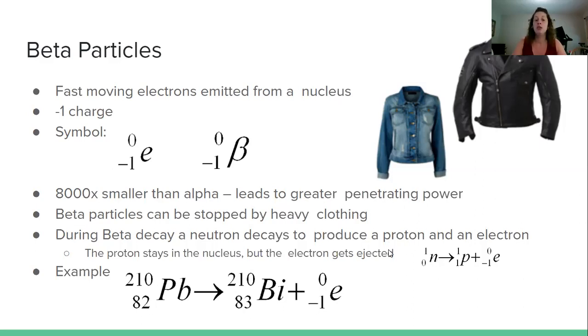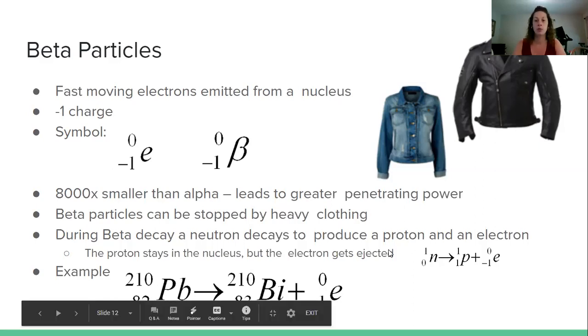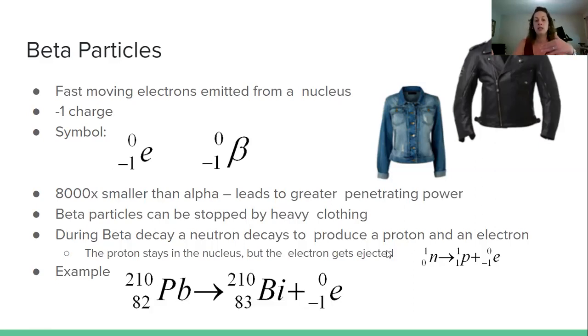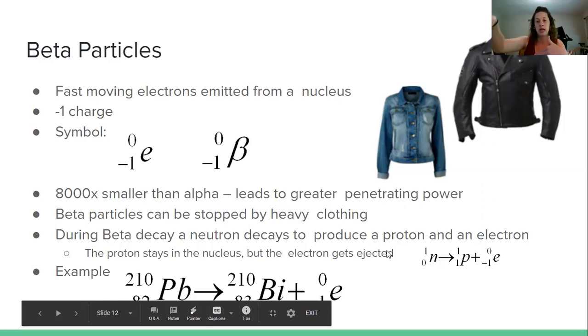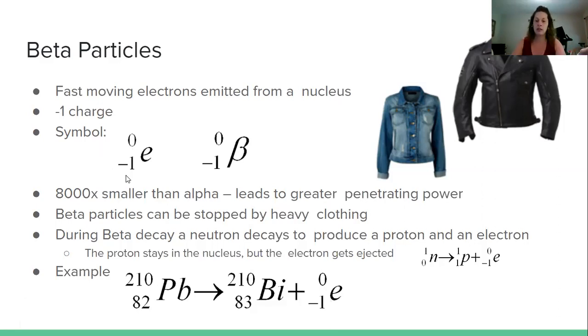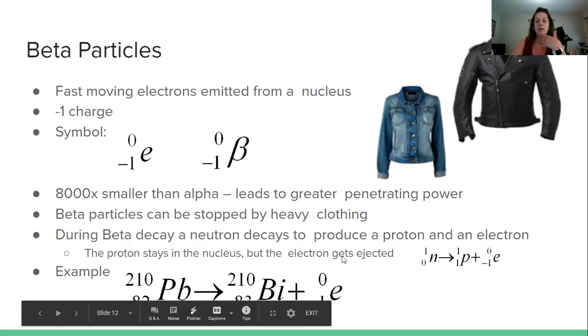During beta decay, a neutron will actually decay to produce a proton and an electron. The proton stays in the nucleus, but the electron gets ejected. So that's where you get that emission of an electron. That's the particle that's being emitted, and the neutron is turning into a proton. There's an example there at the bottom, showing in symbols what this is saying. And here's an example of beta radiation in a chemical equation.